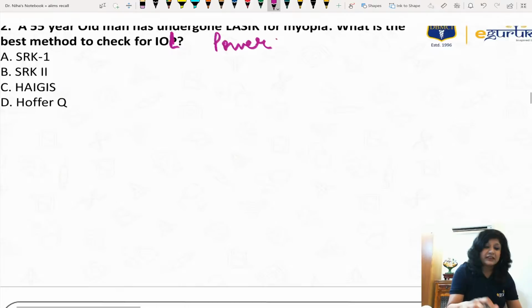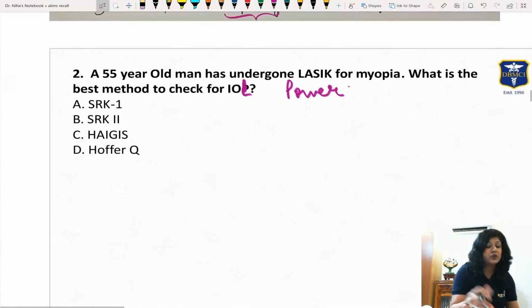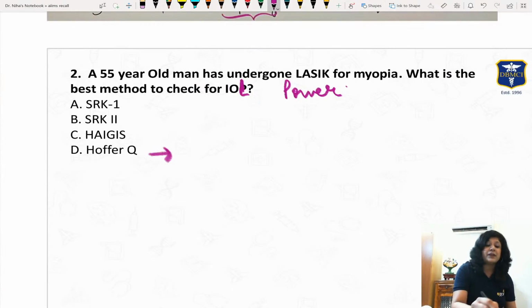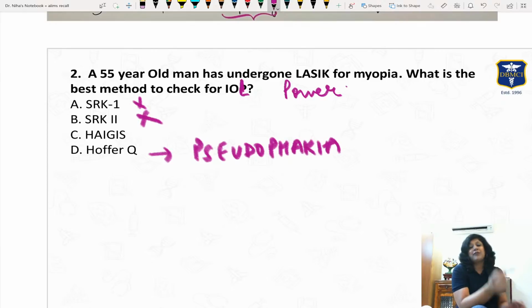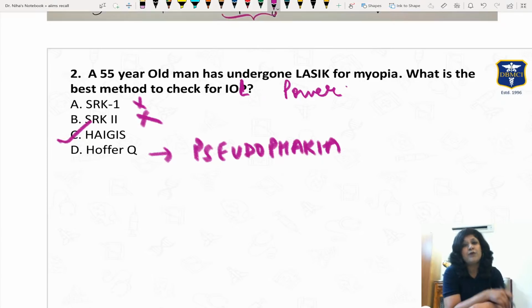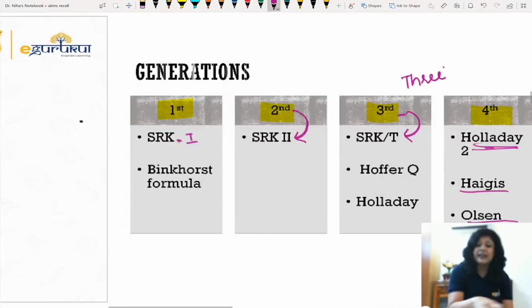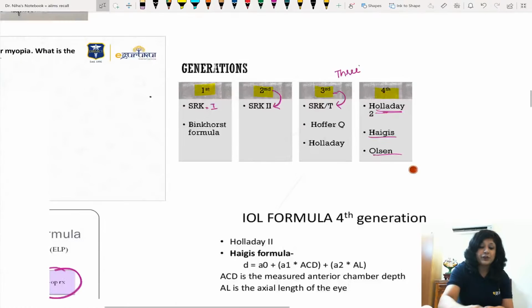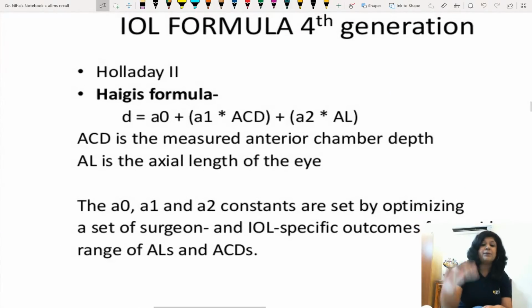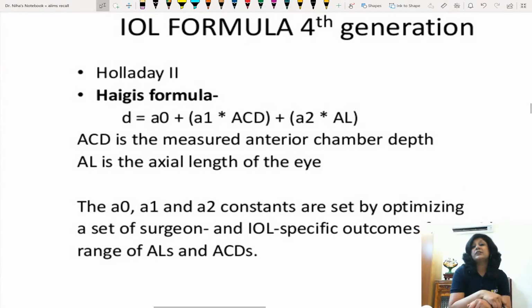So based on these things, if you go back, what should I do? Hoffer Q is basically for the pseudophakia, right? And the SRK1 and SRK2 obviously are not for the refractive surgeries. So the answer is the Haigis, that is your 4th generation. And as I told you, this 4th generation formula is important because here you have got 3 factors.